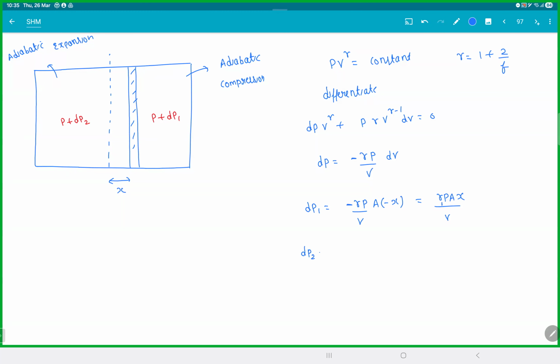For dP2, I'll take gamma 1 and gamma 2 in case there are two different gases. Minus gamma 2 P, here the volume increased, so A into x by V. So you'll get a minus sign, minus gamma 2 P A x by V. In this case, gamma 1 is equal to gamma 2. Did you see the signs take care of themselves? I took plus here, but because it expanded, it becomes negative automatically. So then you're done. Now draw the FBD of the piston.